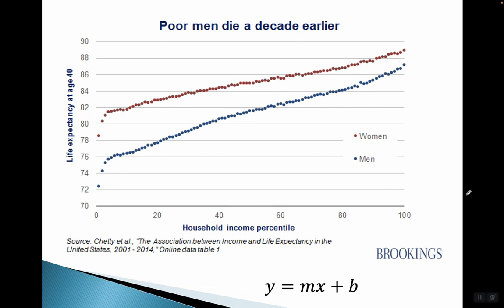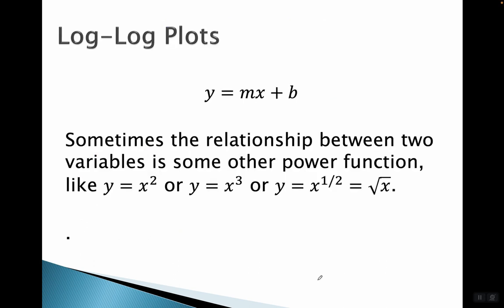So again, we say this is linear. These relationships are of the form y equals mx plus b. But sometimes we don't have y equals mx plus b. Sometimes the relationship between two variables is some other power function, like y equals not x to the 1, but x to the 2, x squared, or x to the 3, x cubed, or x to the 1/2. In other words, square root x. So sometimes that's what the relationship looks like.